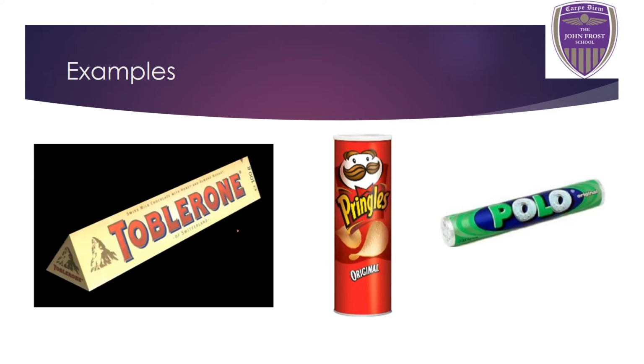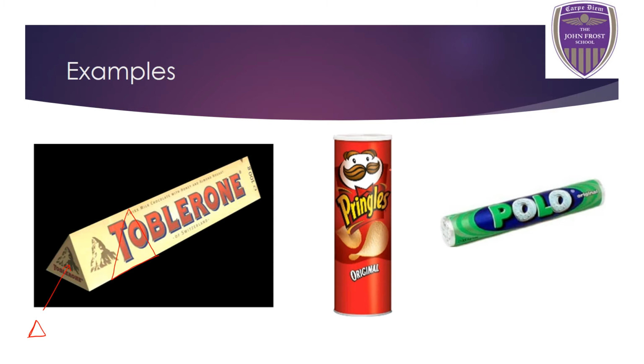So here's some examples. This Toblerone bar is a prism because if you look at the flat face at the front, that is a triangle. If you cut this bar, say here, and looked at the front again, you would still see the exact same triangle. Okay? Hope that makes sense.